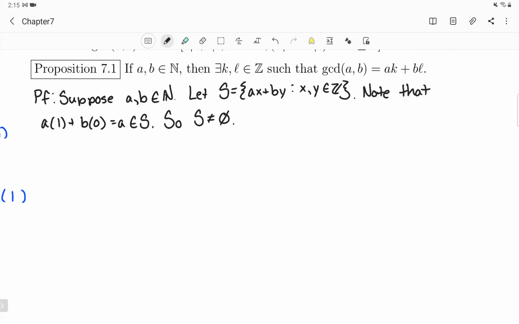What type of number was A? Natural number. So say also A is greater than 0. So S contains positive integers. It also contains negative integers, but we don't care about that fact. We just want the fact it contains positive ones, okay?